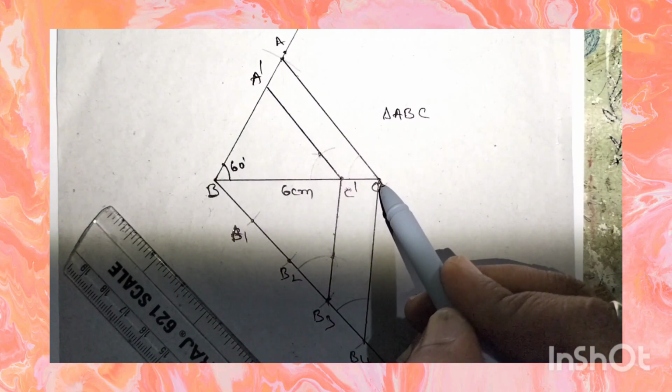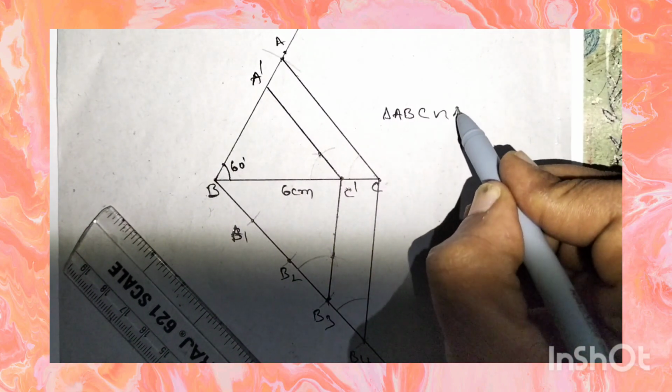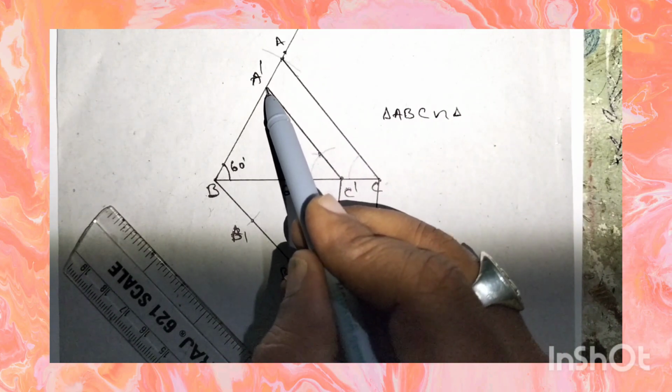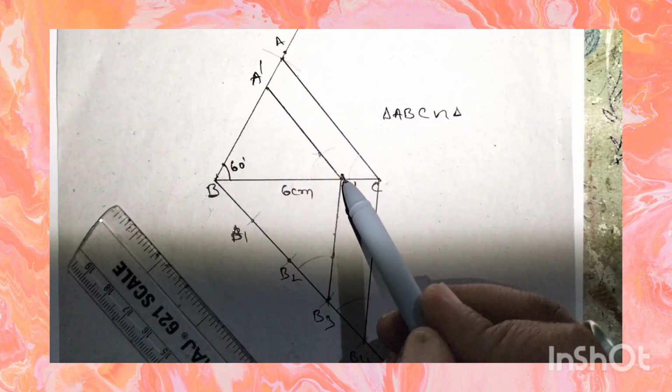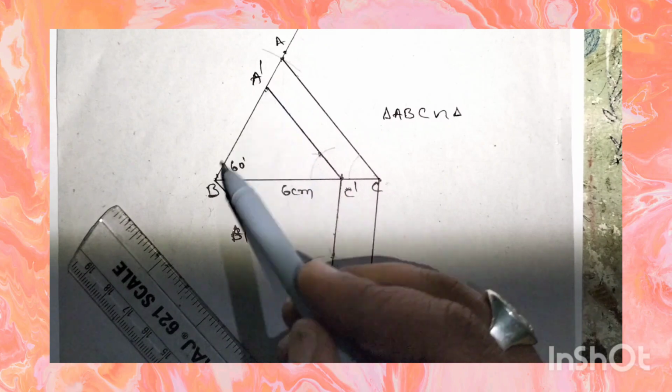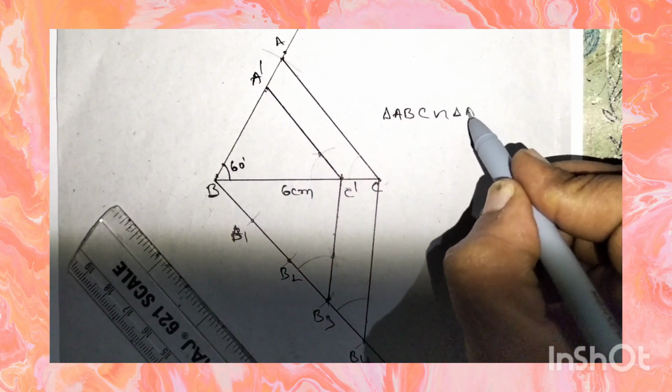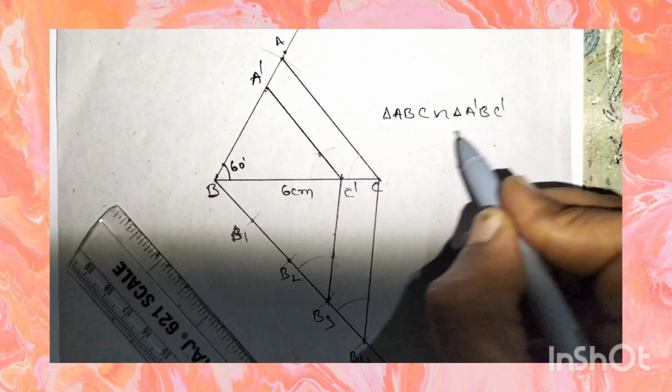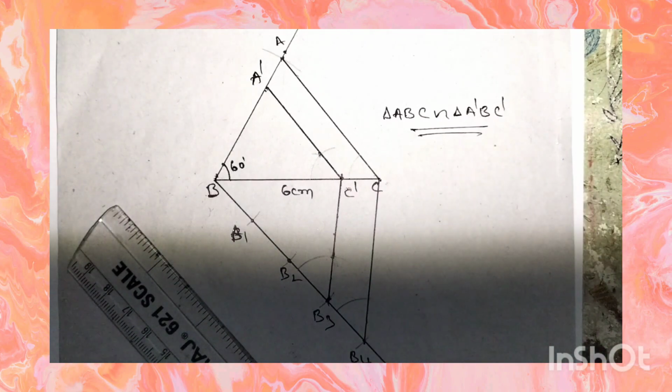So triangle ABC is the triangle we have constructed. It is similar to triangle A dash B C dash. A dash B C dash is the new triangle. So these two are similar triangles that we have constructed now.